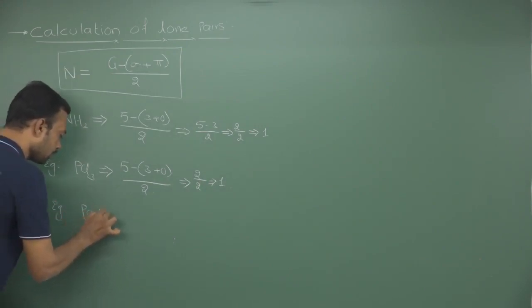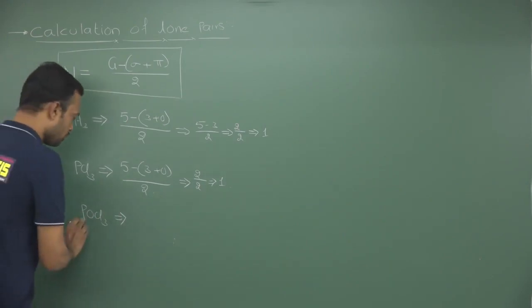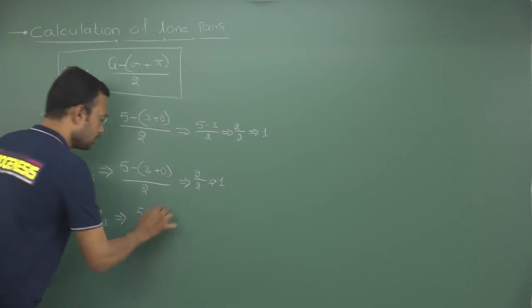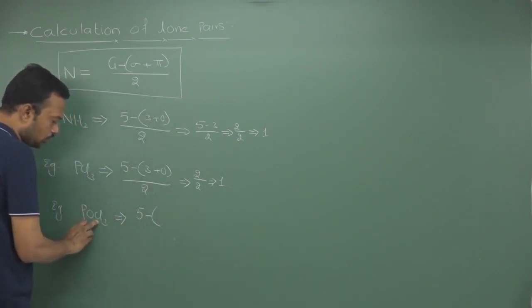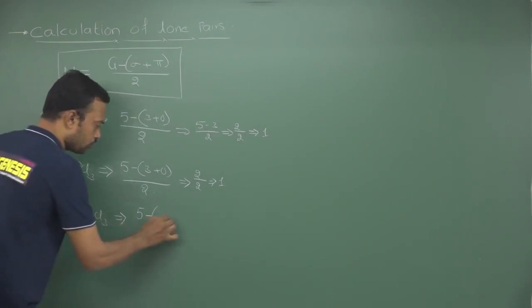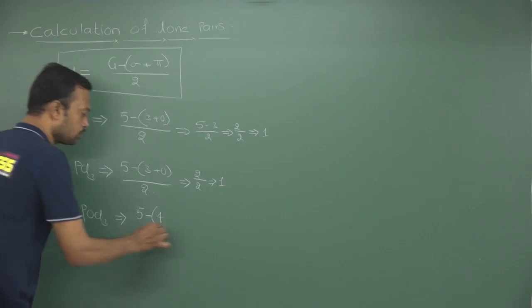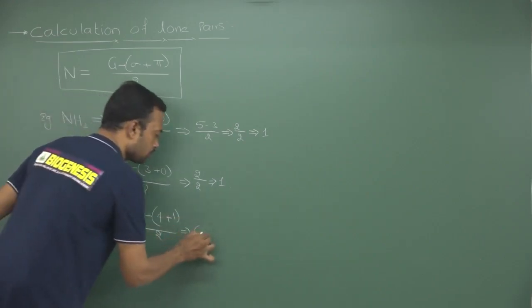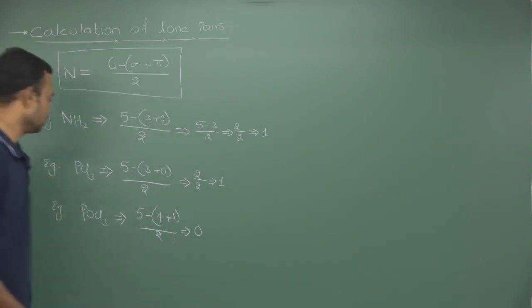And I am taking one more, POCl3. Phosphorus is the central atom in this one. The group number is 5. For the number of sigma bonds, oxygen carries sigma and pi, and chlorine has 3 sigma bonds. So 3 plus 1, 4 sigma bonds are present, and oxygen also carries one pi bond, so plus 1, divided by 2. Here 5 minus 5 is completely 0. It means POCl3 doesn't carry any lone pair.